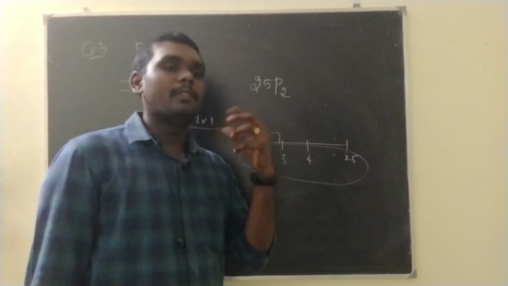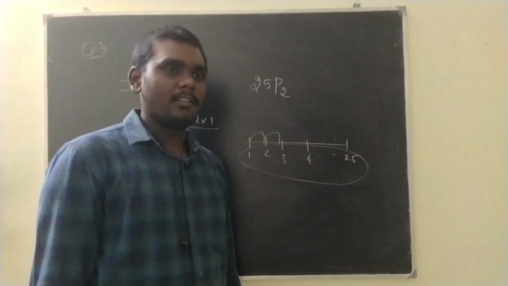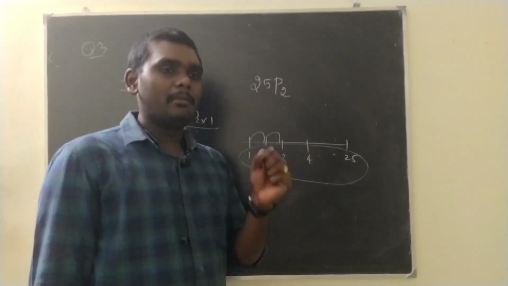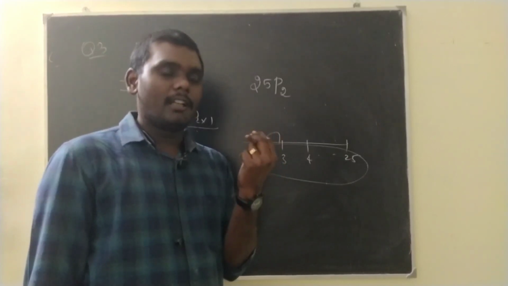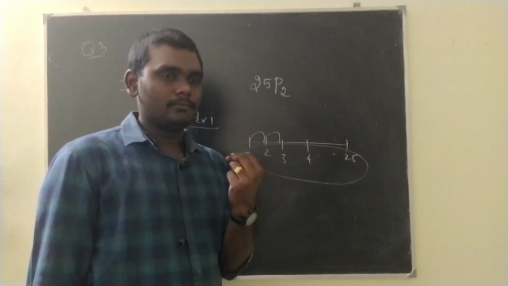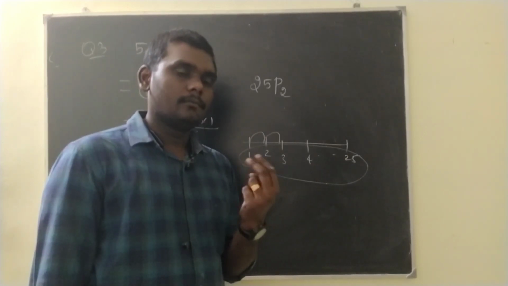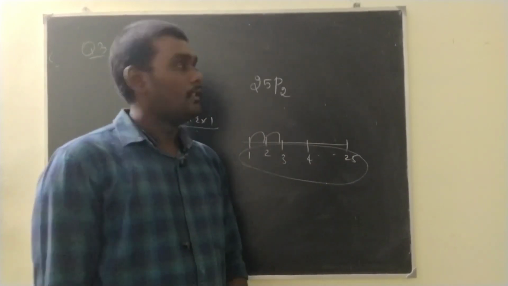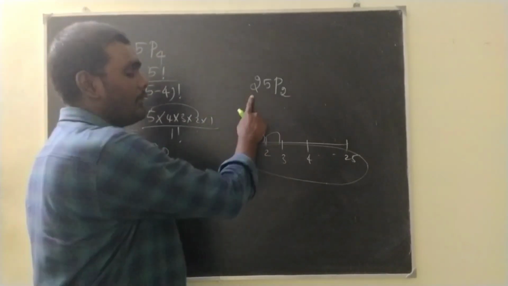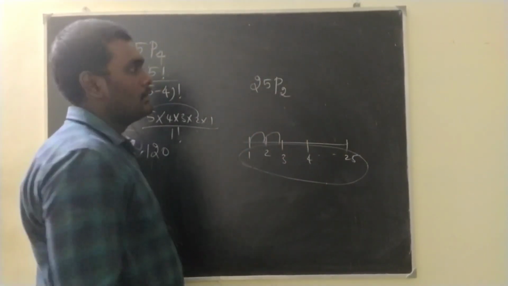So how many tickets we can print is the question. So minimum how many things we should choose for a ticket? 2 out of 25. Okay, so the required number of tickets is 25P2.